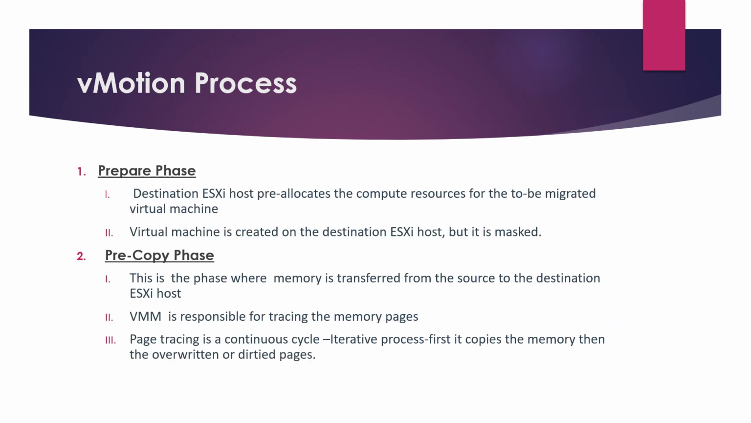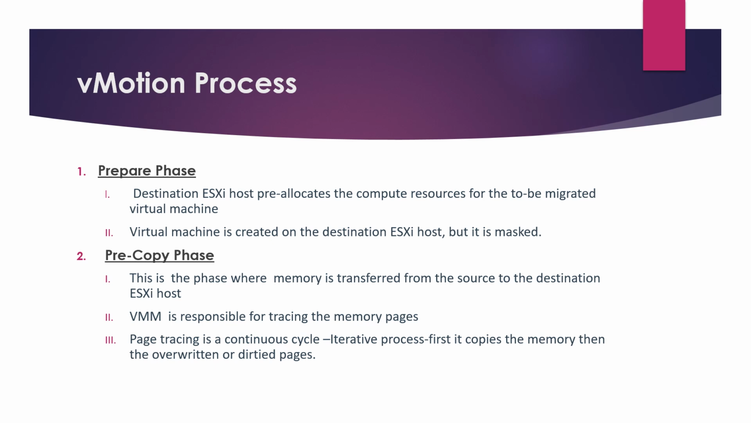Okay, now the VM kernel migration module has opened all the ports for the vMotion process to start. Now all the processes and communication paths are ready for the live migration to begin. The first phase in vMotion is the prepare phase. In this stage, the destination ESXi host pre-allocates the compute resources for the to-be-migrated virtual machine, and a virtual machine will also be created on the destination ESXi host.